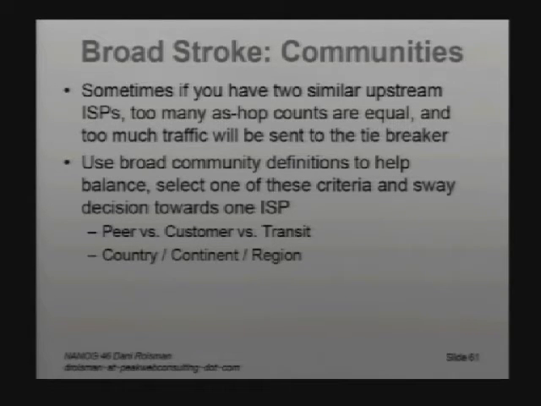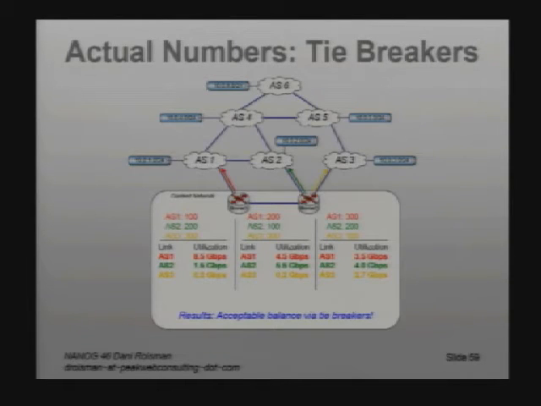So if you have 2 similar upstream ISPs, in that case AS2 and AS1 were very similar Tier 1 ISPs, too many of the AS hop counts were equal. It was 2 hops to get to so many of our destination networks. So too much traffic went to AS2. We're trying to get it a little bit closer between AS1 and AS2 because too many destination networks were only 2 hops away.